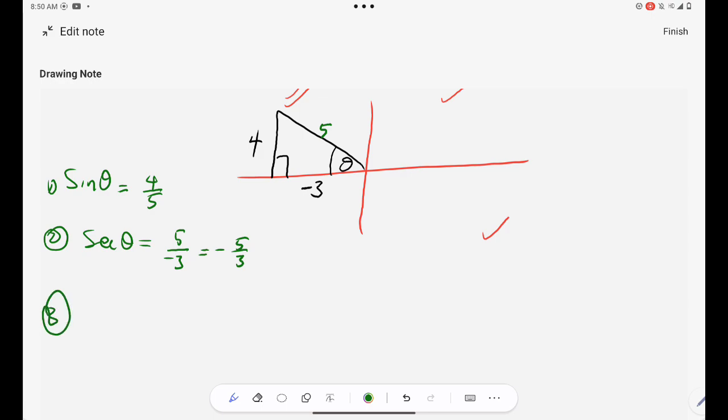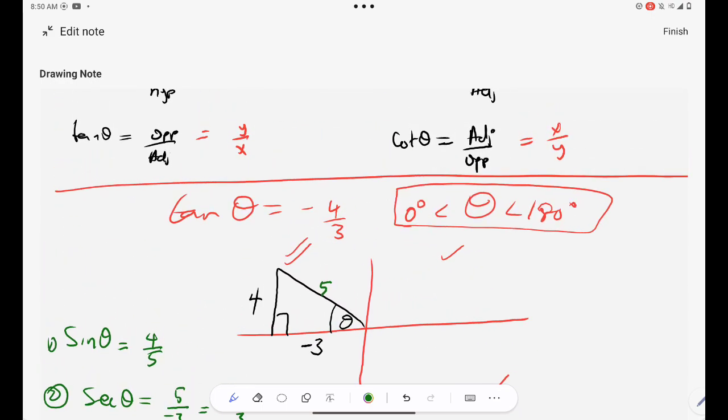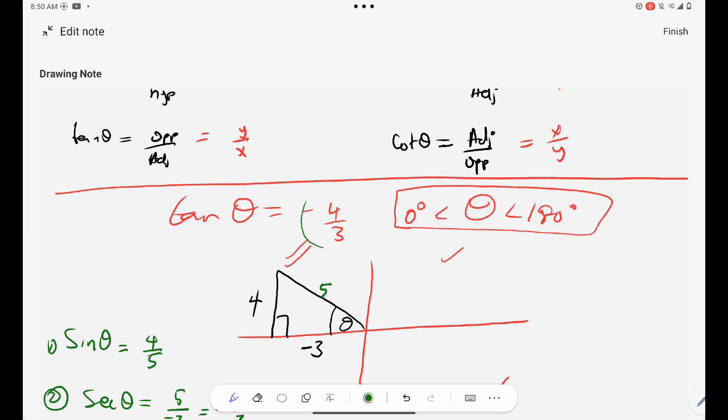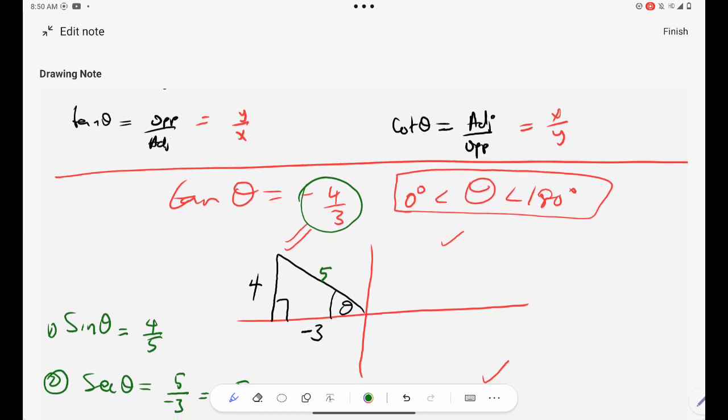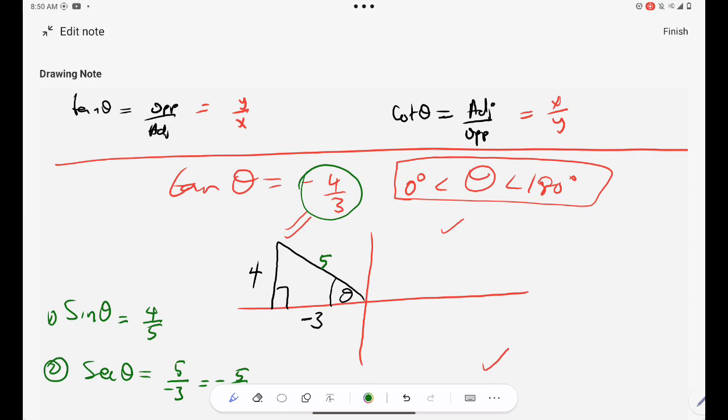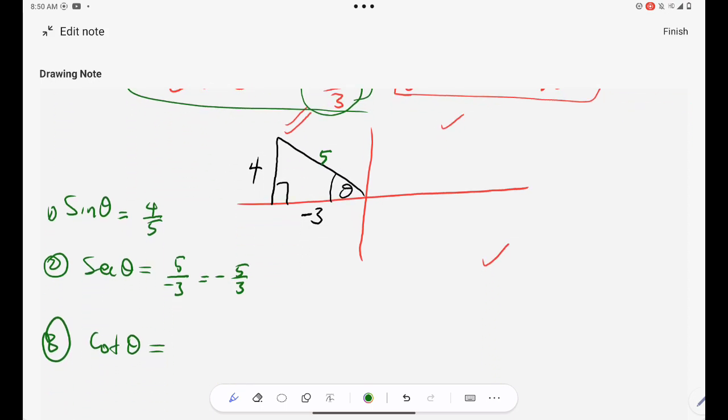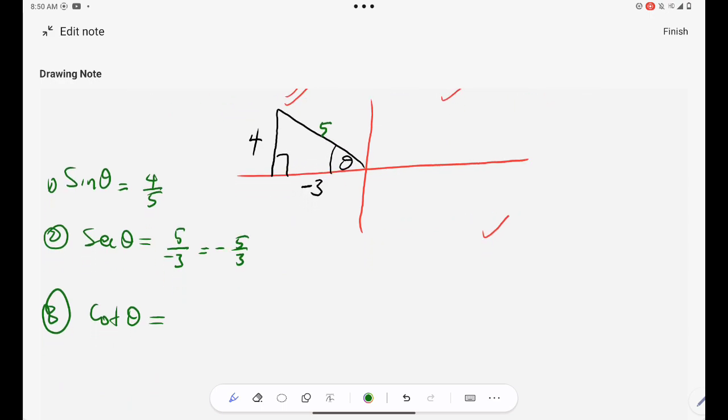Number 3, they can say to me, determine the value of cot. I know that cot is the reciprocal of tan. I can just use this one and just flip it around. Or if I've forgotten that, I can simply go to my right angle triangle and know that cot is the reciprocal identity of tan. Since tan is y over x, it simply means cot will be equal to x over y, negative 3 over 4. Then I'll find my answer.